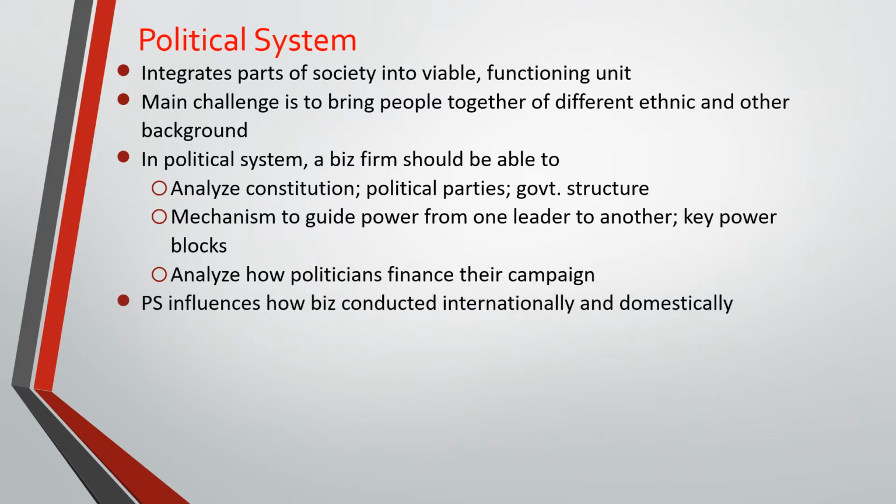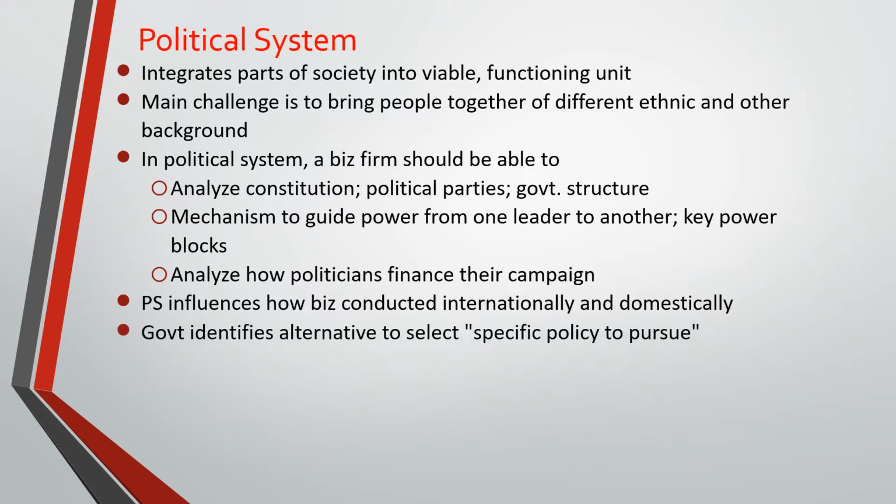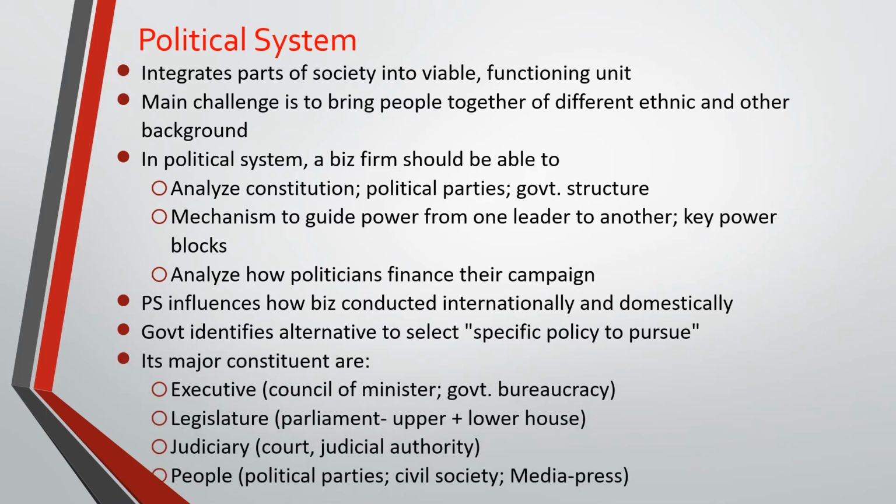So political system influences how business is conducted internationally and domestically. The government identifies the alternatives to select the specific policy to pursue. Its major constituents are the executive, the council of ministers, government and bureaucracy. Next is the legislature, which includes parliament, upper and lower house; the judiciary, which includes the court or judicial authority; and the people, which includes political parties, civil society and media press.